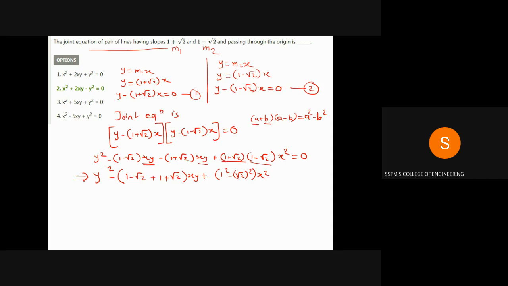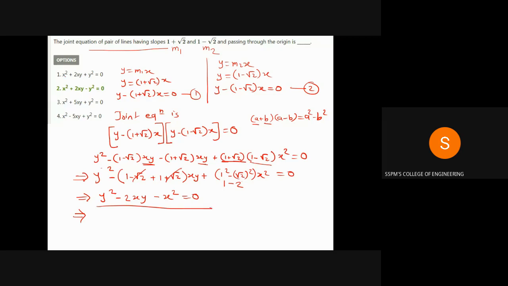So here square of first term is 1 square, square of second term is root 2 square. Now again we will simplify this, we will get y square minus, see this minus root 2 and plus root 2 will get cancelled, so 1 plus 1 is 2, so 2xy. Again in this case 1 square is 1 and root 2 square is 2, so 1 minus 2 is minus 1, so it is minus x square is equal to 0.